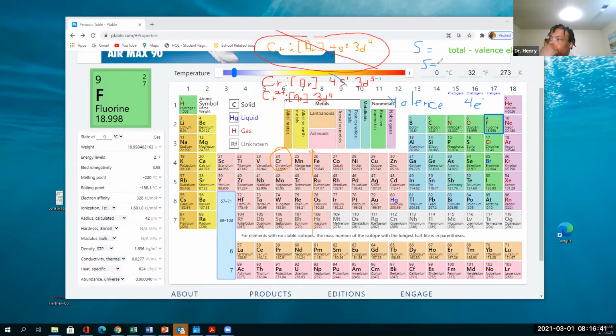S is going to equal, so how many total electrons do I have? 24. So do I actually have 24? Well, it would be 22, right? Because it's an ion. That's right. So now we have 22 minus valence electrons, 4. So then my S is going to equal 18.